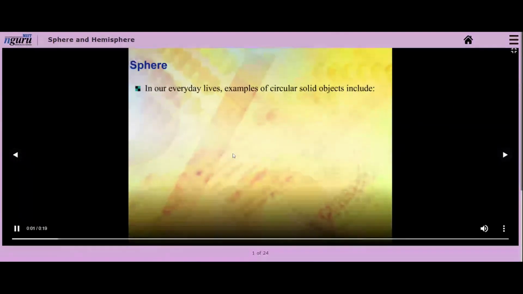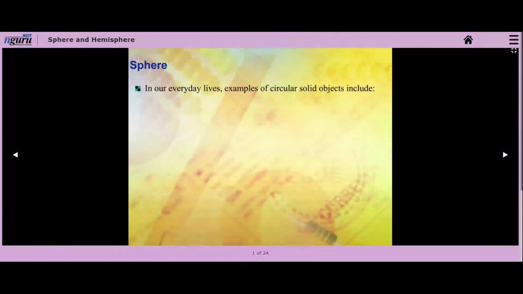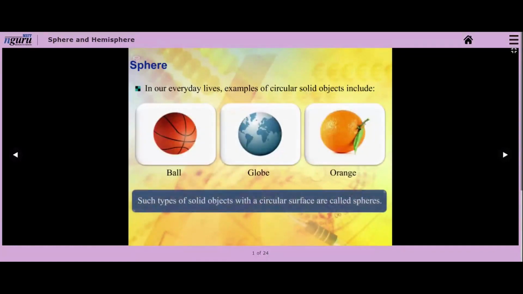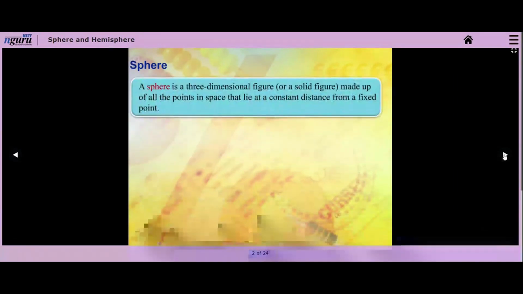In this topic, we will study about three-dimensional circular objects. In our everyday lives, examples of circular solid objects include a ball, globe, and an orange. Such types of solid objects with a circular surface are called spheres. A sphere is a three-dimensional figure or a solid figure made up of all the points in space that lie at a constant distance from a fixed point.